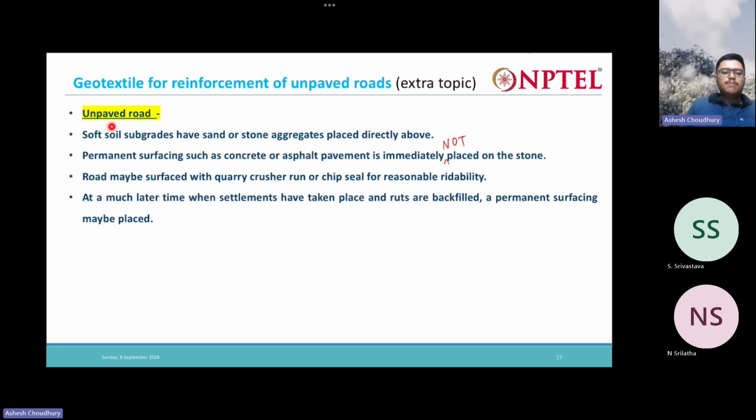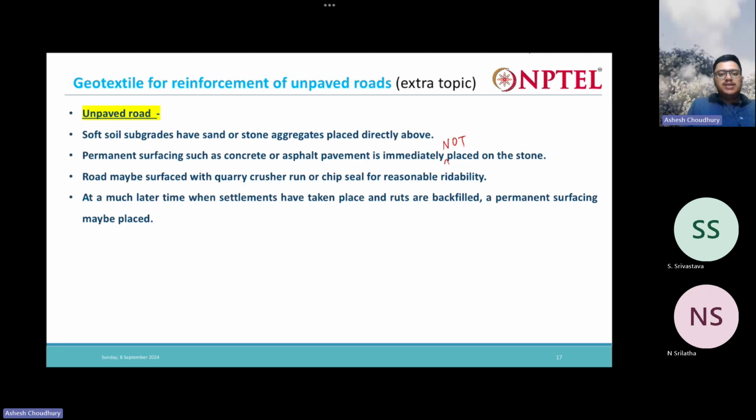Okay, so we have unpaved roads. What are unpaved roads? Soft soil subgrades have sand or aggregates placed directly above them. So we have a subgrade of soil, and above the subgrade we directly put sand or stone aggregates. That means there is no bitumen layer or anything like that placed. That is the unpaved road. Permanent surfacing such as concrete or asphalt pavement is not placed on the stone. So directly we have the subgrade, and over the subgrade we have the sand or stone aggregates placed.